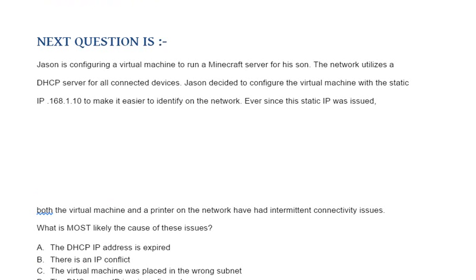Next question is, Jason is configuring a virtual machine to run a Minecraft server for his son. The network utilizes a DHCP server for all connected devices. Jason decided to configure the virtual machine with a static IP to make it easier to identify on the network. Ever since the static IP was issued, both the virtual machine and a printer on the network have had intermittent connectivity issues. What is most likely the cause of these issues?